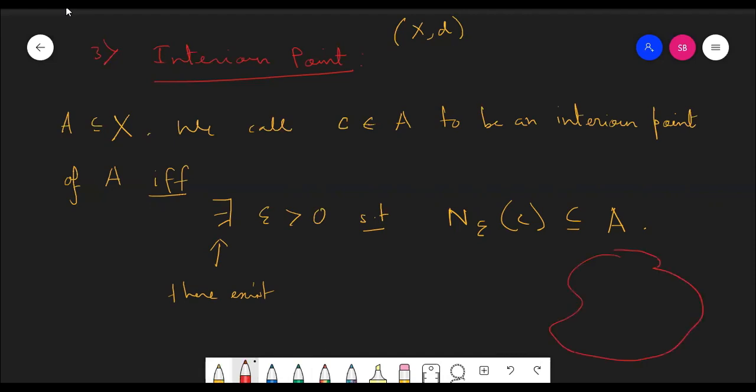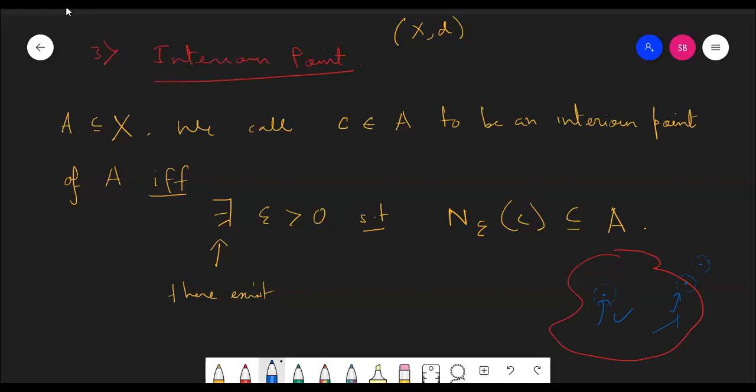So geometrically, if there is a subset A, all these points inside it are interior points. Why? Because you can take a neighborhood around it which is inside it, right? But this point is not an interior point, because there can't be any neighborhood which is completely contained inside this. And also this boundary here, if there is some point here, any neighborhood around it will not be completely contained inside the set A, right? So this is called the interior point. This is an interior point. This is not an interior point.